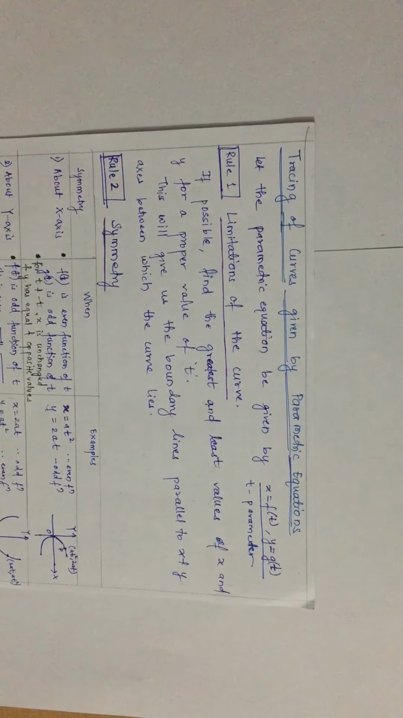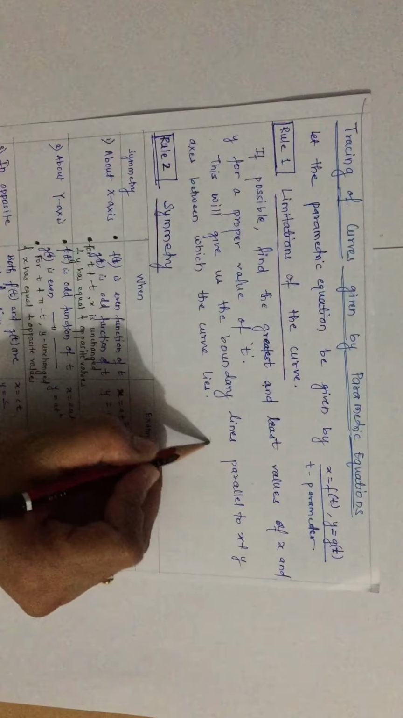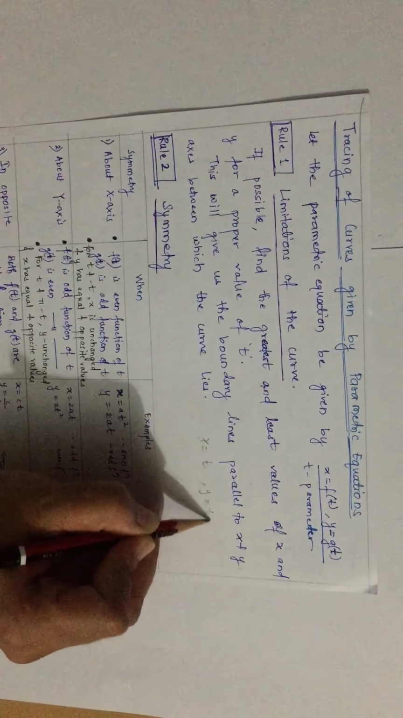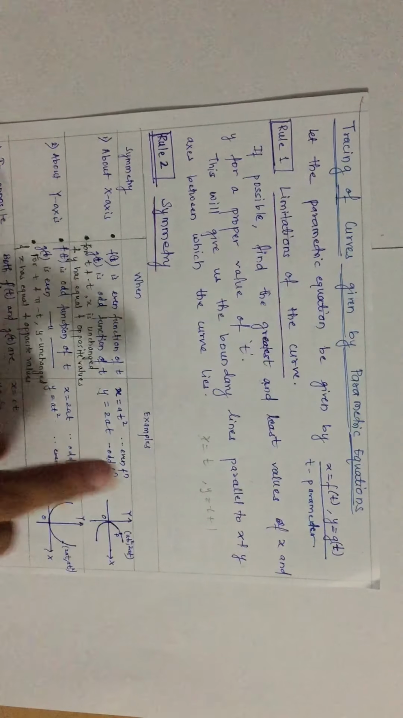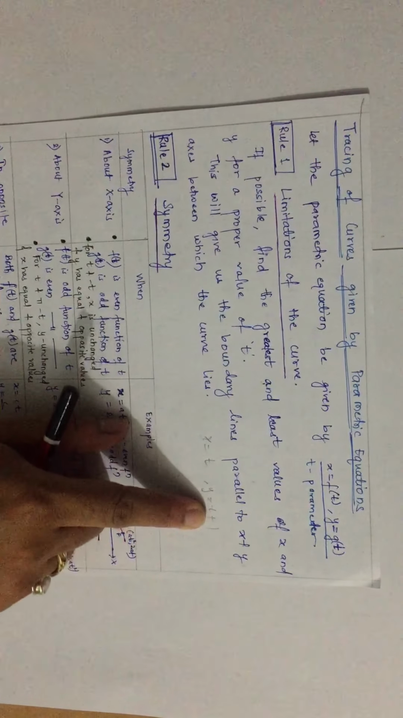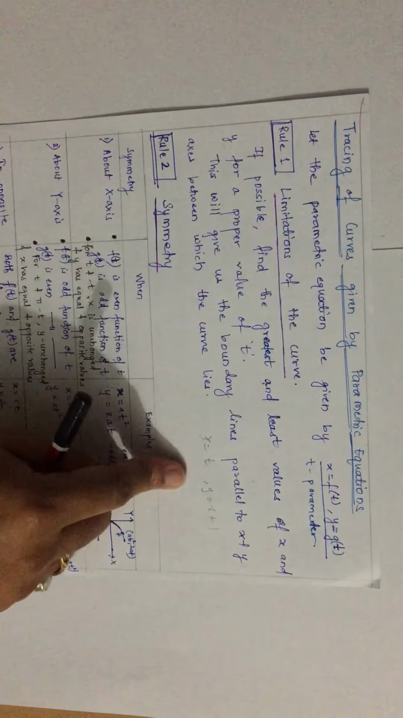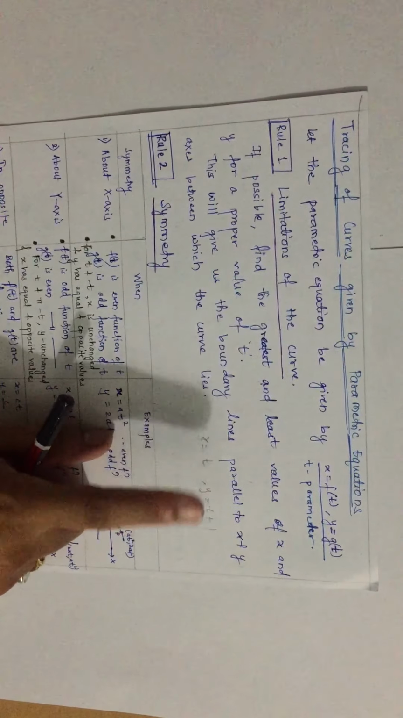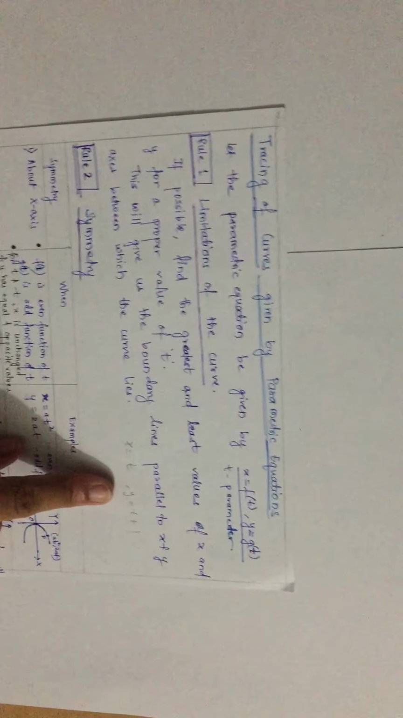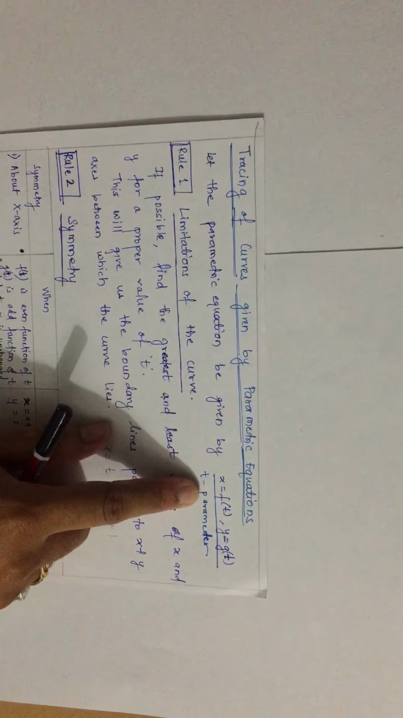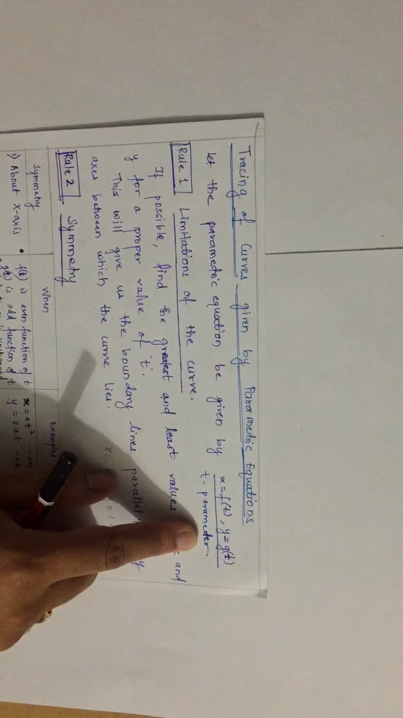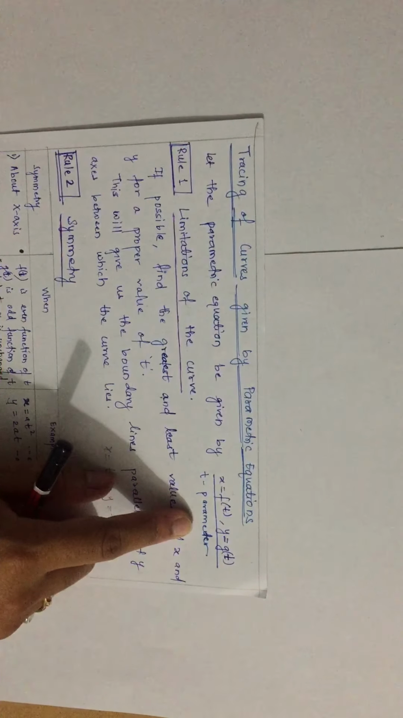Equations that are dependent on some parameter, or you can say equations that are dependent on one or more independent variables, are known as parametric equations. Suppose, for example, x is equal to t, y is equal to t plus 1. Then we say this x and y are dependent on variable t, or parameter t, and such kind of equations are known as parametric equations. So x equal to f of t and y equal to g of t in general are known as parametric equations.